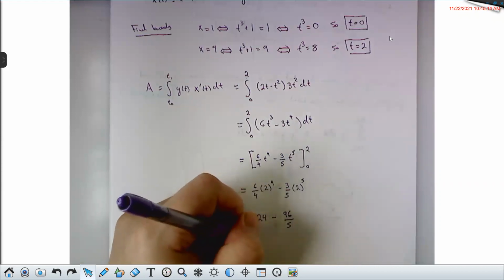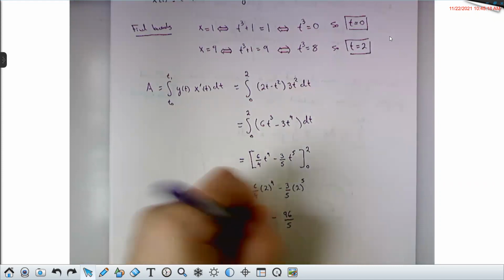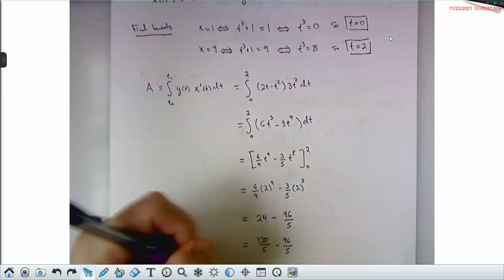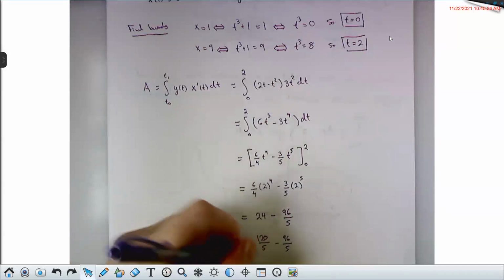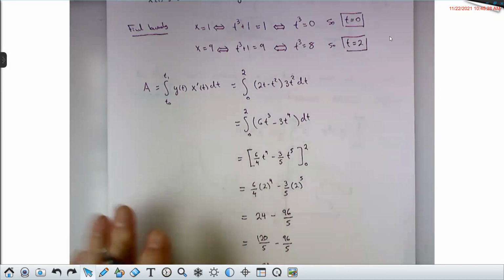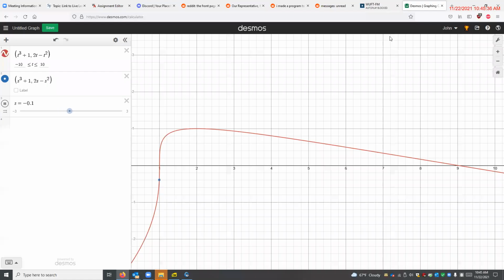So I'll write it out. This was 120 over 5 minus 96 over 5, which was, double check myself here, 24 fifths, yeah. All right, that's it. That is this area.